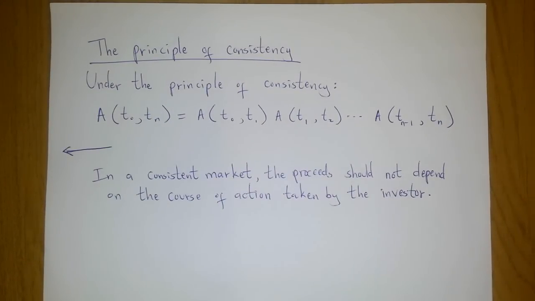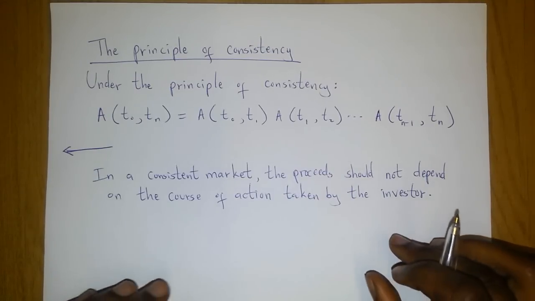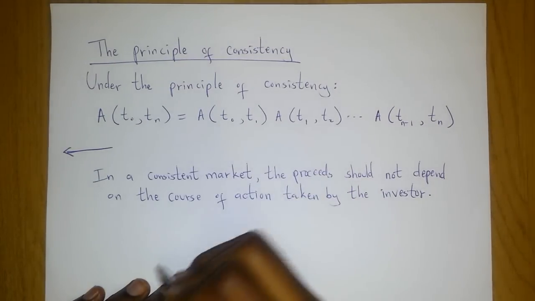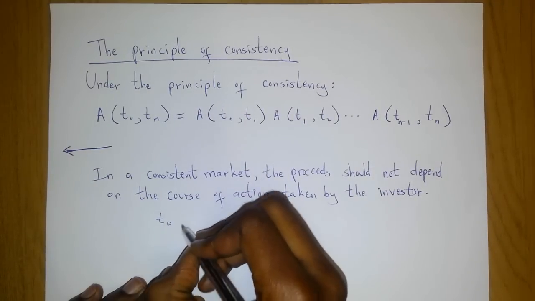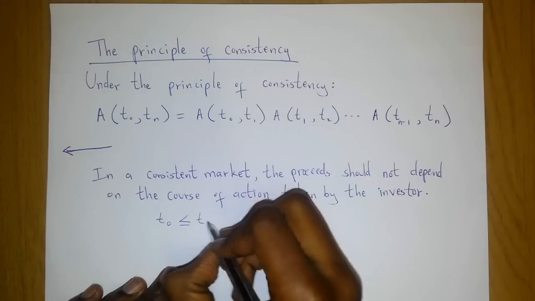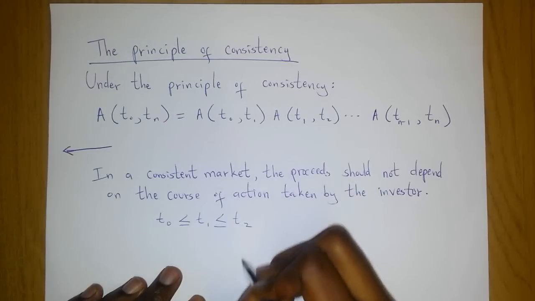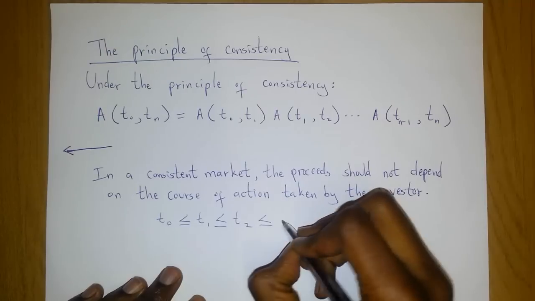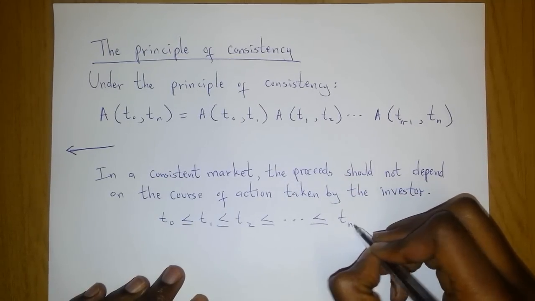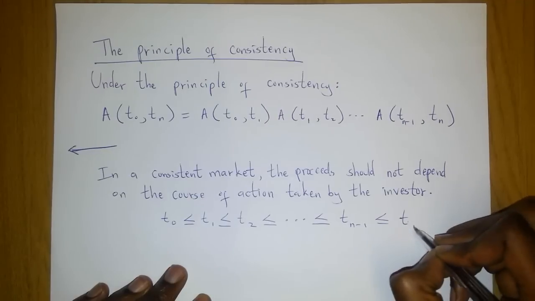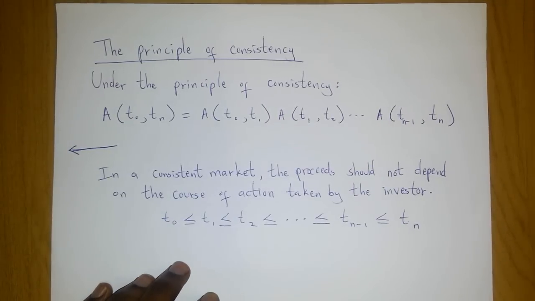Now we're going to look at the principle of consistency. In order to help you understand the principle of consistency, I want you to consider a time series where we have time t0 less than or equal to time t1, which is less than or equal to time t2, which is less than or equal to all the way to time t(n-1) and time tn.